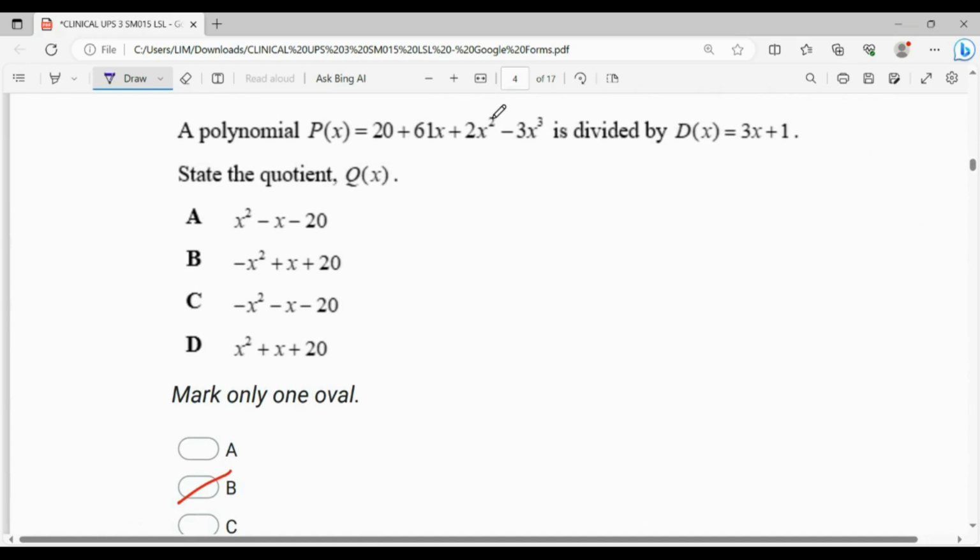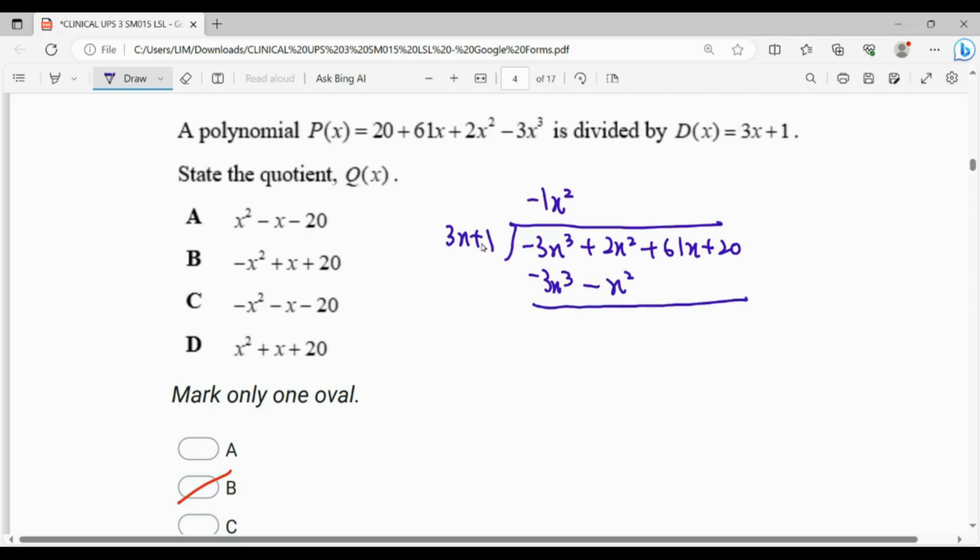Next, this polynomial is divided by a divisor 3x plus 1, state the quotient. When we need the quotient, it means we need long division. Only by undergoing long division or the synthetic method can we find the quotient. We have to rearrange in order. So to get negative 3, the coefficient here, we need to times negative 1 to get x cubed. So x squared times x to get x cubed. So total negative 3x cubed. And then expand for the value of 1 here. Then we find the balance. 2 minus negative 1, so it becomes 3.